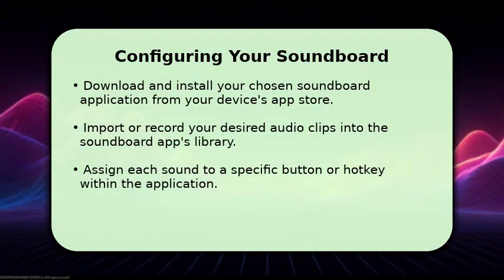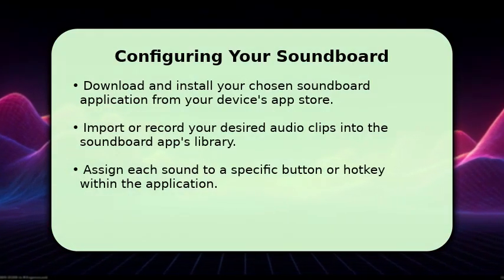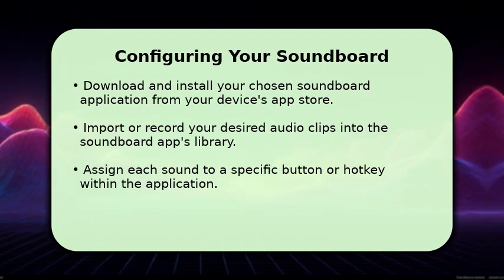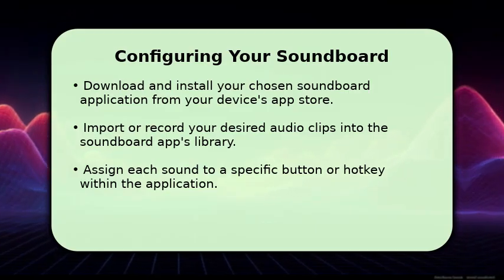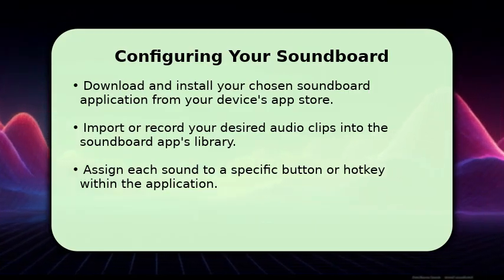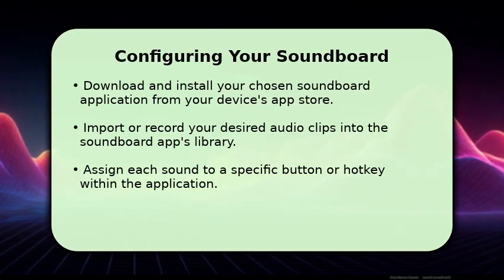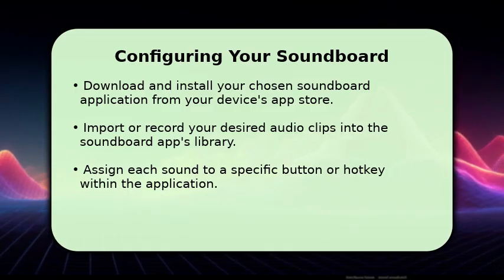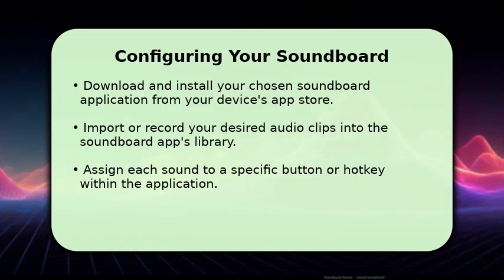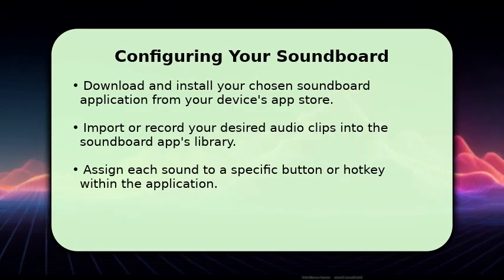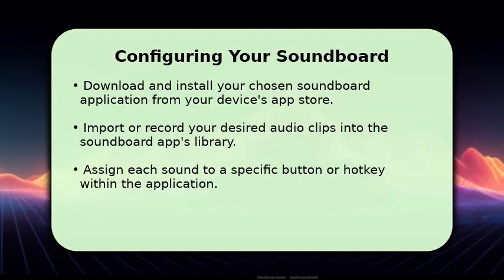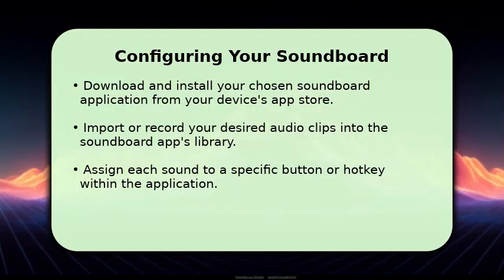Once you have selected an app, the next step is configuration. Download and install your chosen soundboard application directly from your mobile device's app store. After installation, you will need to import or record your desired audio clips into the soundboard app's library. Finally, assign each unique sound to a specific button or hotkey within the application's interface. This setup allows for quick and easy access to your sounds during gameplay.